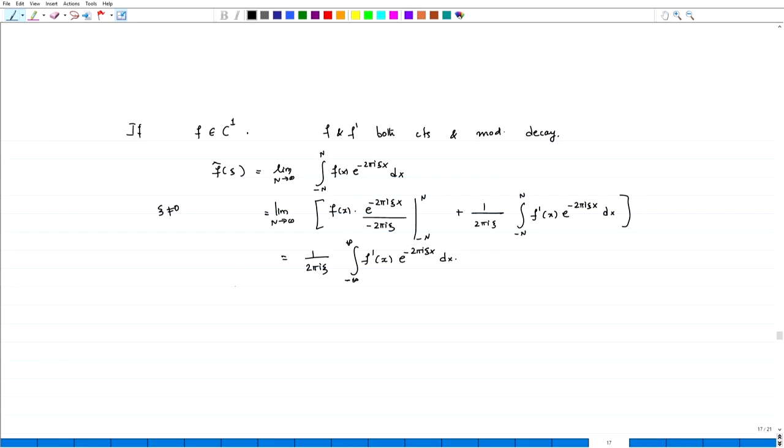Now, if we push the mod inside, we get that f hat of xi is less than or equal to some constant by mod xi, and the constant of course is the integral of mod of f prime. So this is no more dependent on xi. Now, if we give certain smoothness on our function f, then we see that we get some decay. With f once differentiable and f prime integrable, f hat has a decay like 1 over mod xi.